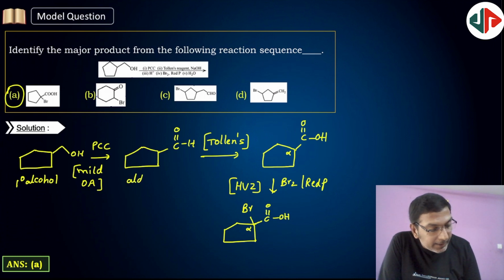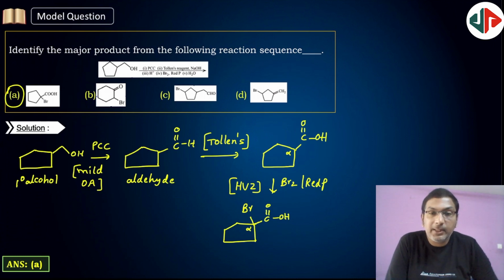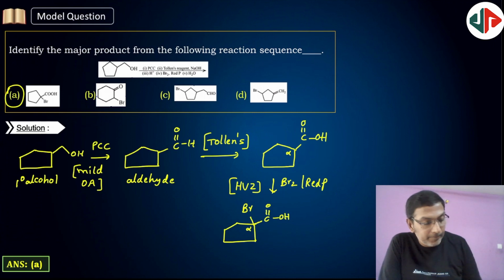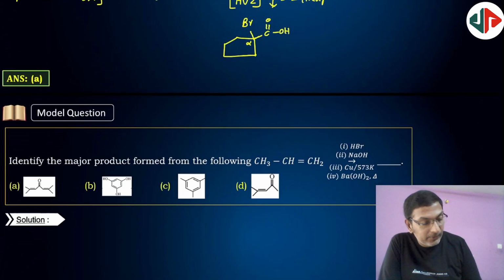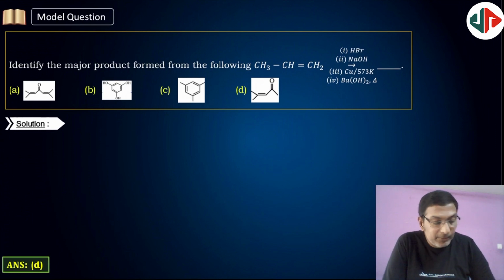This one is aldehyde. Next, carboxylic acid. At the alpha carbon, Br will be substituted. Alpha halogenation of carboxylic acids, which is the HVZ reaction. Next, identify the major product.